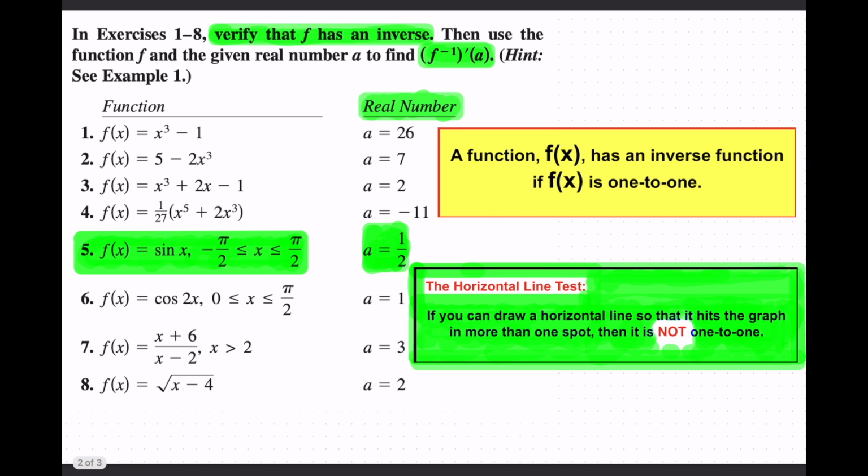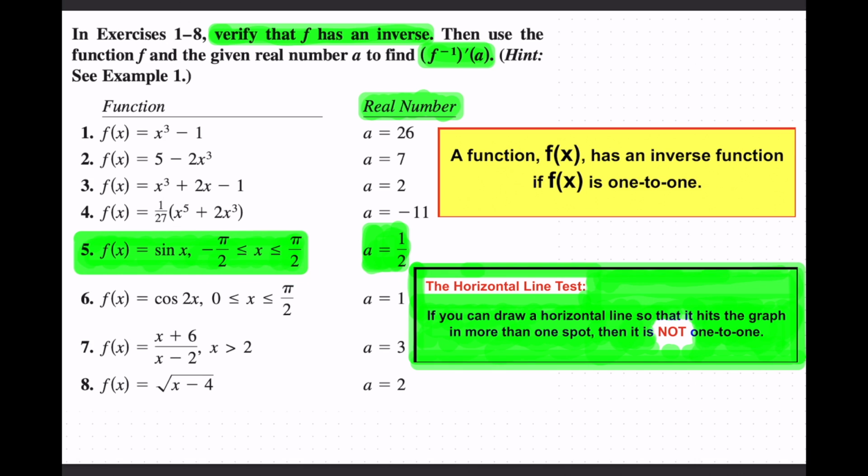Here's an example. Verify that f has an inverse, then use the function f and the given real number a to find f inverse of a. I'm going to keep going a little bit further, which is finding the inverse derivative. So here's problem 5, f of x equals sine x, on the interval negative pi halves to pi halves.